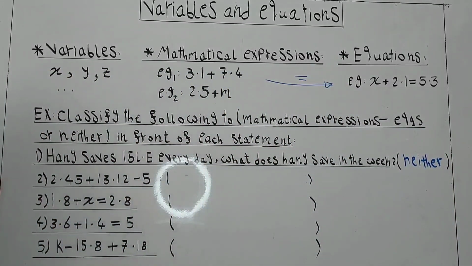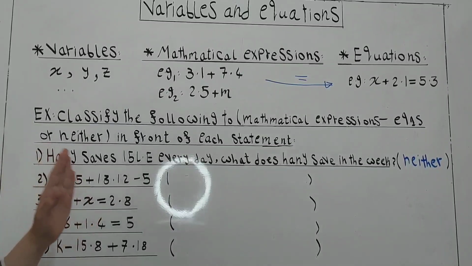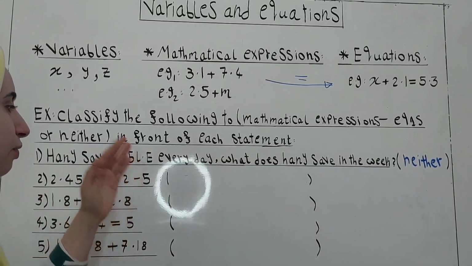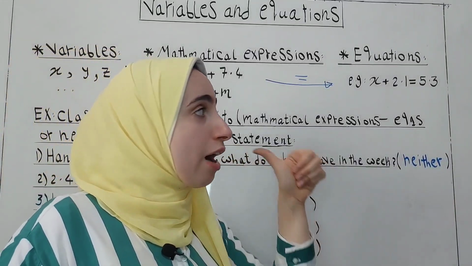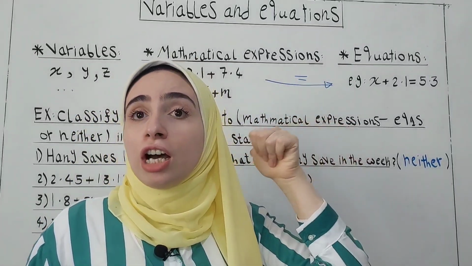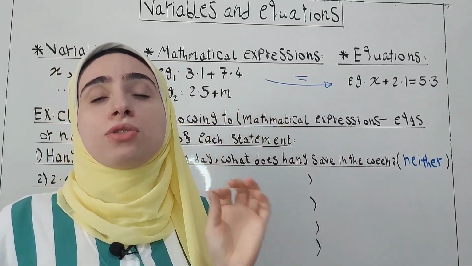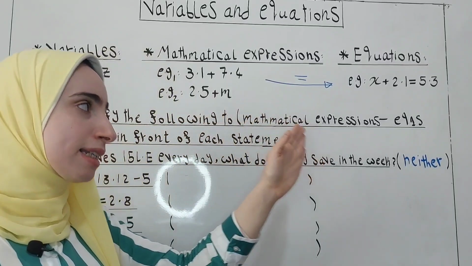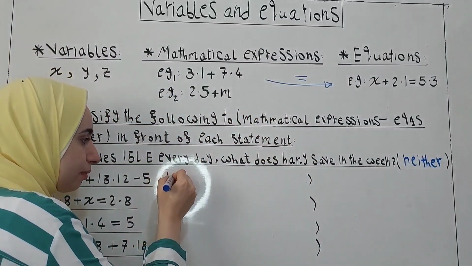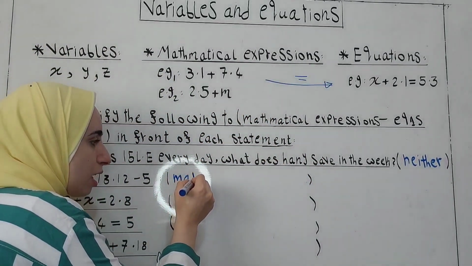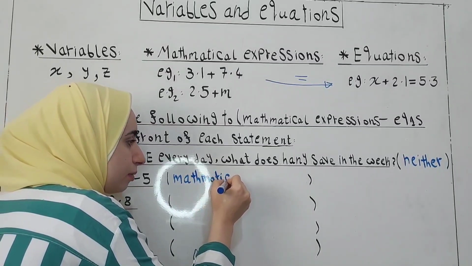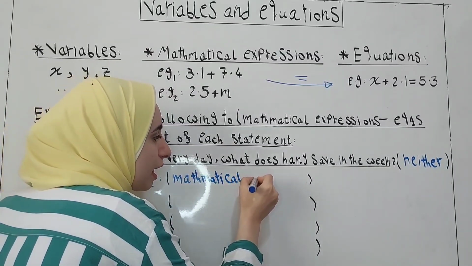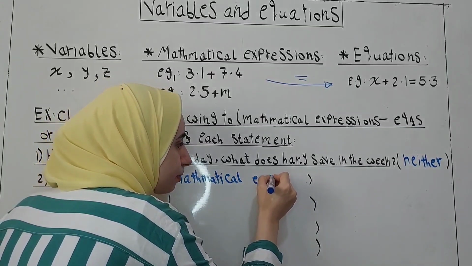Number 2. 2.45 plus 13.12 minus 5. We have numbers and operations, not have variable, not have equal sign. So it will be a mathematical expression.